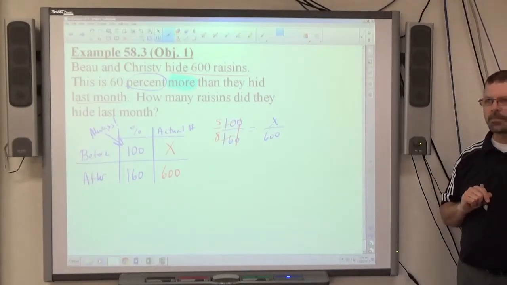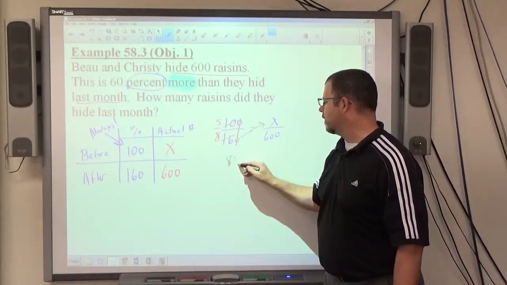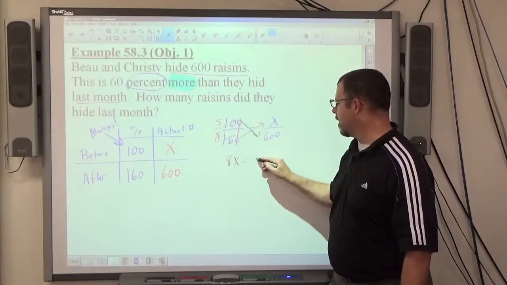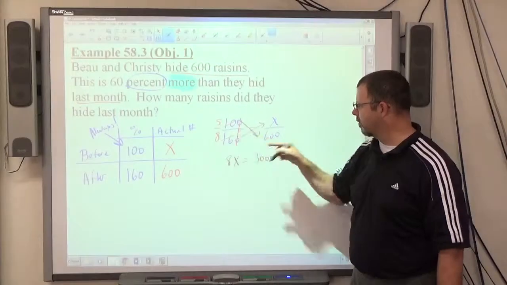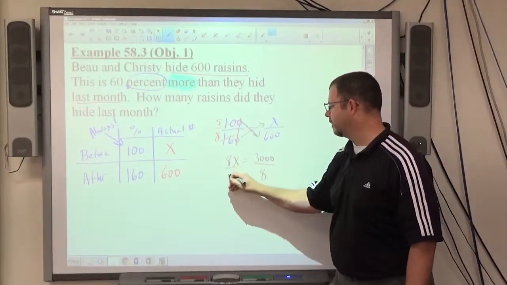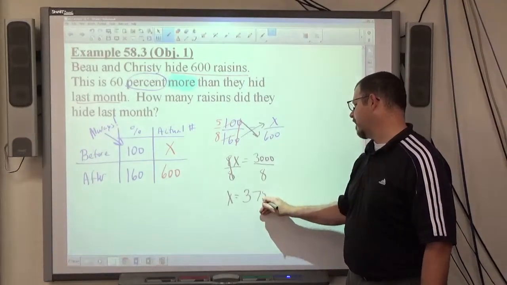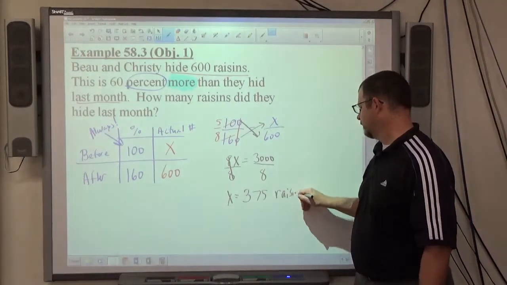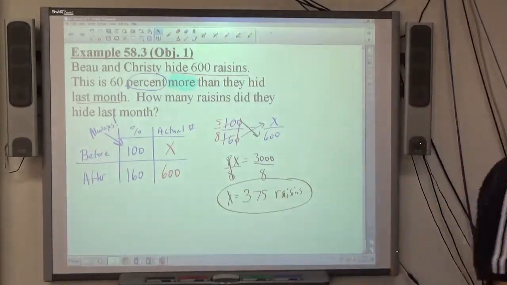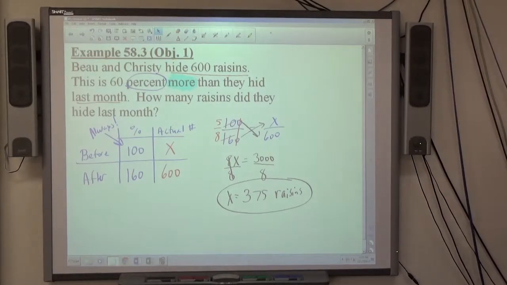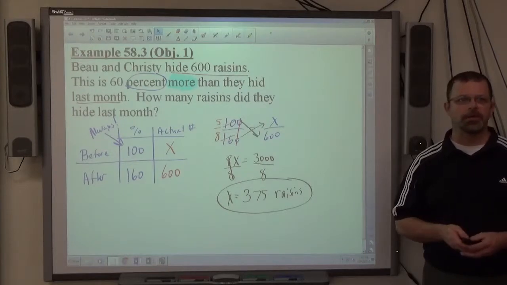You see that okay? If I cross multiply at this moment, I get 8x for that product equals 3,000 for that product. 5 times 600 is 3,000, 8 times x, 8x. Divide both sides by 8. That leaves me with x equals 375 raisins. Again, percent of, part whole; percent more or less, before, after. Make sure you handle it properly based on what it tells you.